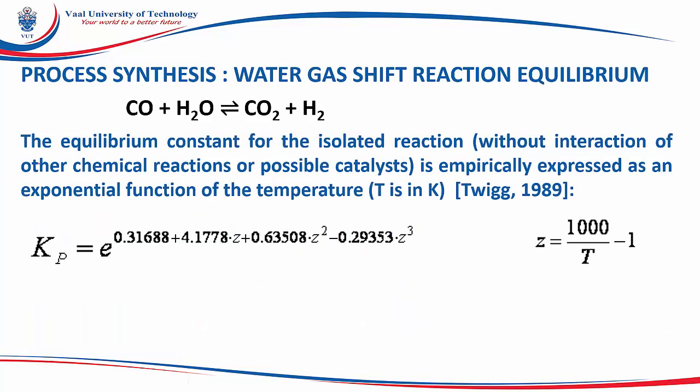Okay, the equilibrium constant for the isolated reaction of water gas shift, meaning that it occurs alone without the interaction of other reactions, can be empirically expressed by Twigg, in that catalyst book published in 1989, as the following expression, which is basically an exponential function of temperature. Here we are using Z, but Z is basically a function of temperature.